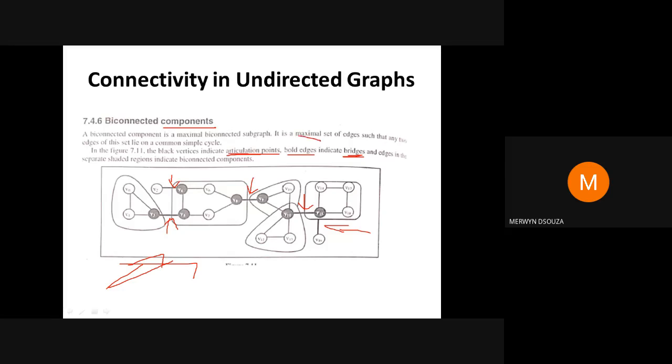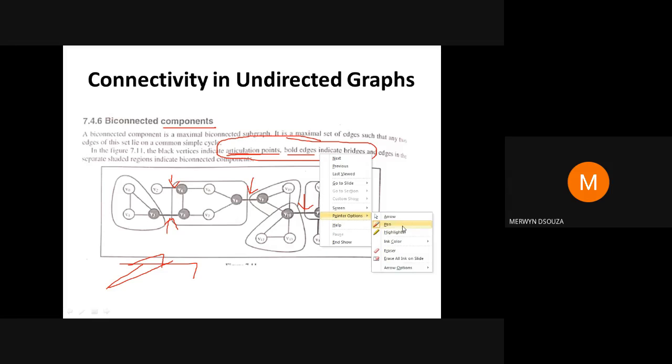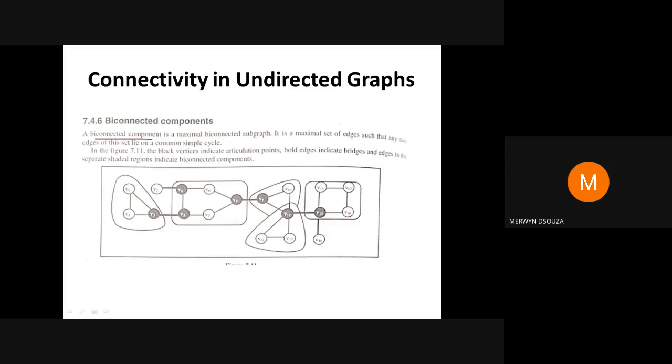They are just showing you in this example the articulation points and the bridges. But biconnected components are these ones which are encircled. These are your biconnected components. When you look only at this much portion, there is no articulation point. It is connected and there is no articulation point. Only when you look at this much portion of the graph do the articulation points appear.